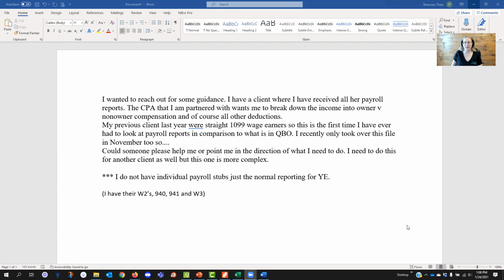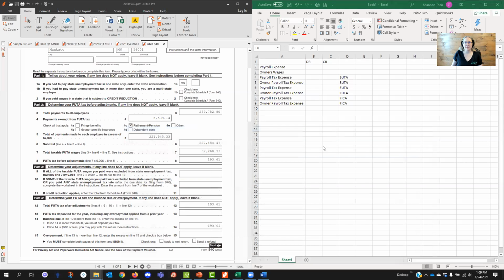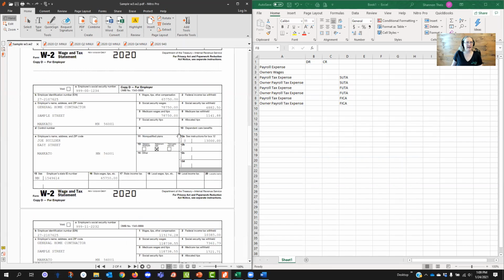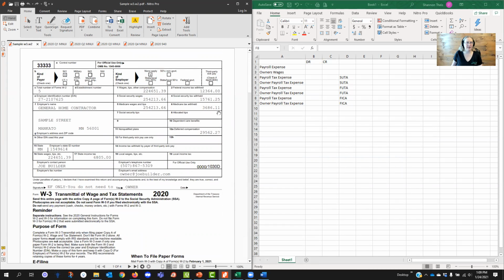The CPA I am partnered with wants me to break down the income into owner versus non-owner compensation. And I'm pretty sure what they mean here is wage expense. So they go on to say that they have only the W-2s, 940s, 941s, and W-3s. They do not have any payroll reports or pay stubs. Okay, so first we look at the W-2s and the W-3.